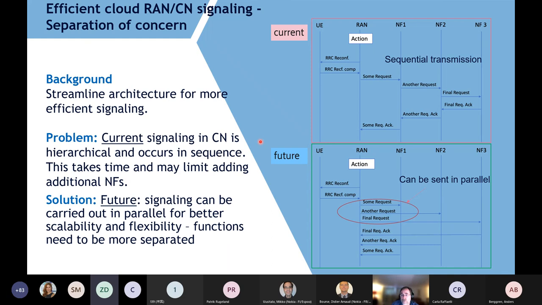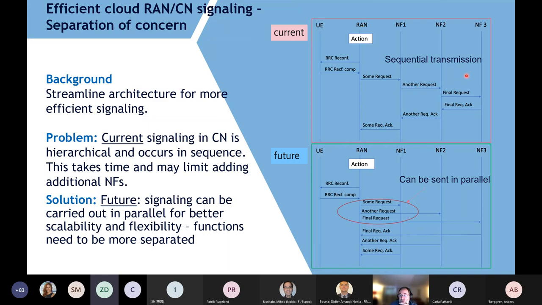This is an example of something we will work more on, about this efficient signaling, assuming that we have this cloud RAN and core network. We think we can do better than we have currently. For example, this is a signaling procedure for a handover. The UE would like to do a handover, and these are different network functions, so it's the AMF and the user plane functions and so forth. This is sequential, you see, with another request that all depend on each other.